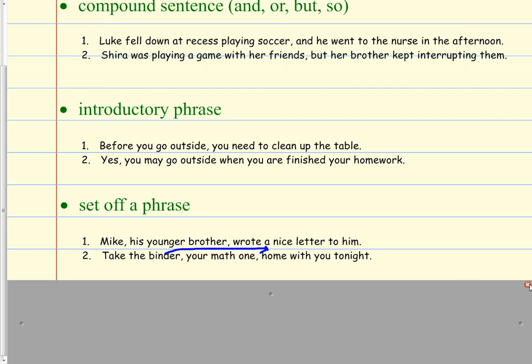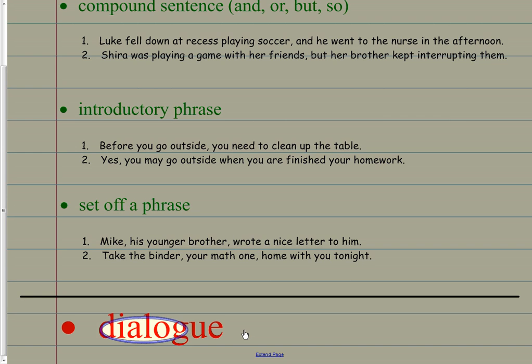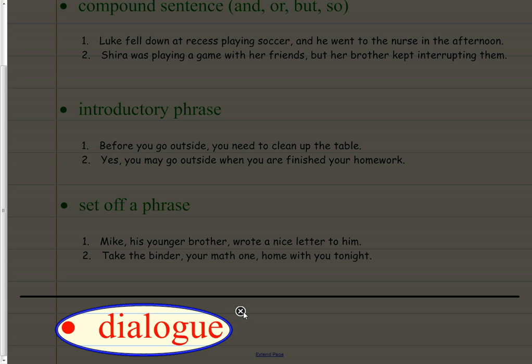The last instance when we use commas is in dialogue, but we're going to deal with that separately at another time. So dialogue is another big case for using commas.